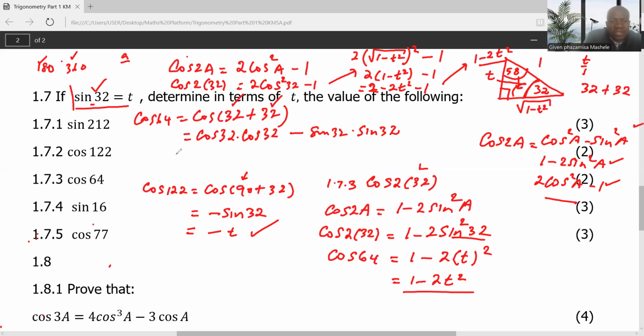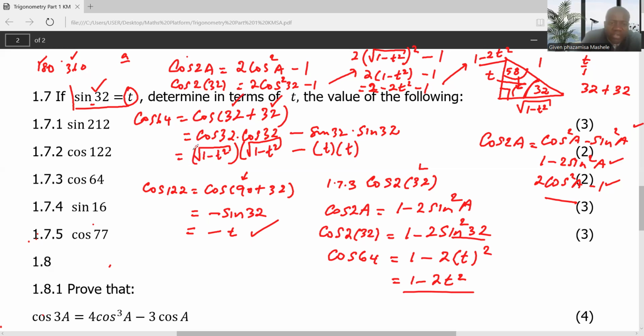You see, cos 32 alone is the same as root, cos 32 adjacent over hypotenuse. It's root 1 minus t squared. Same applies, cos 32 alone, it is the root of 1 minus t squared. Minus sine 32 alone, we know is t. And this one becomes t.